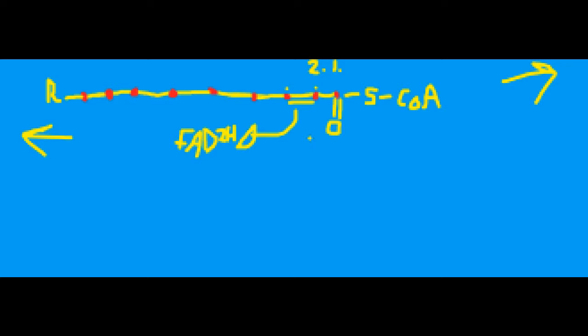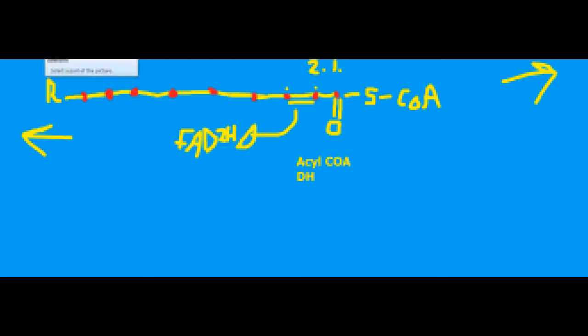And this is carried out by, I'll just stencil this in. So step 1 is caused by acyl-CoA dehydrogenase. So this is phase 1. Now we're going to be looking at phase 2.